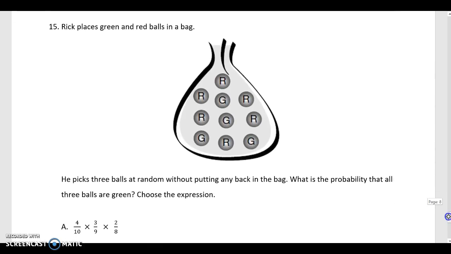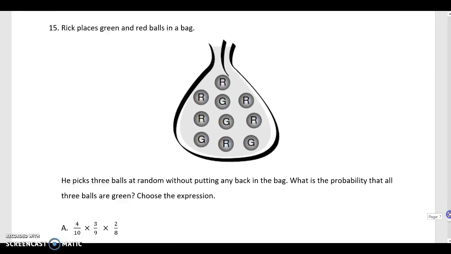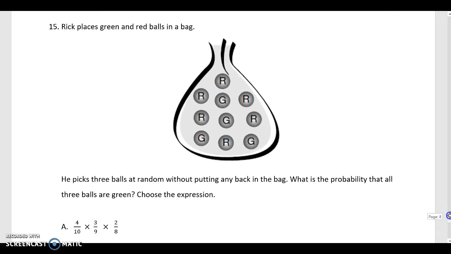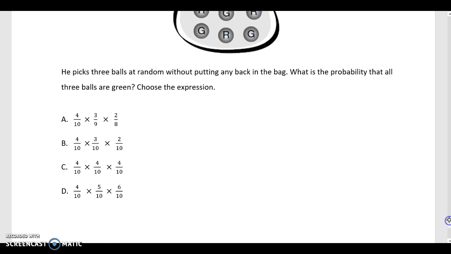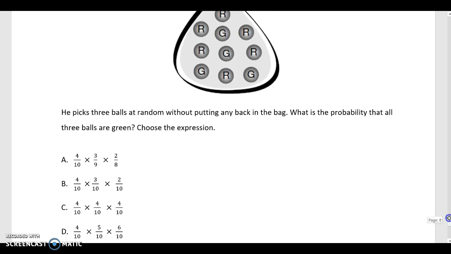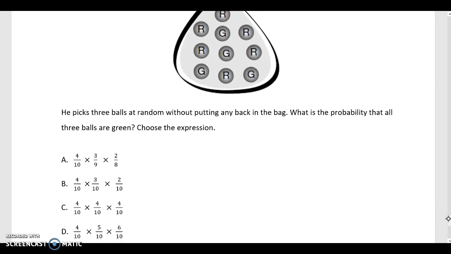Okay, and finally down to the last problem. Here it says, Rick places green and red balls in a bag. I'm going to try to get this so we can see all of our answer choices. Sorry. Okay, so he has these in a bag. He picks 3 balls at random without putting them back. Okay, so without putting any back, what is the probability that all balls are green?